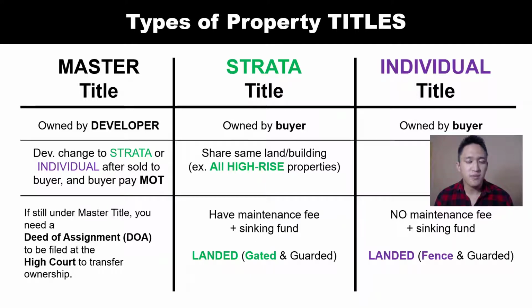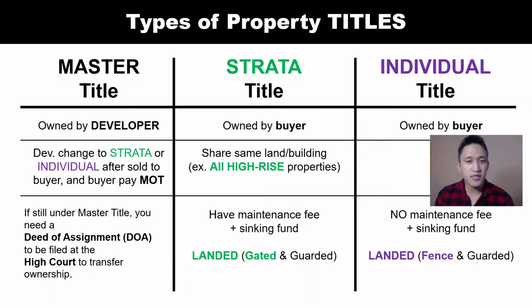Okay, but it requires a bit more explanation for landed. Now, for all high-rise properties, they are definitely strata. And they usually come with maintenance fee and sinking fund because they share the common facilities, security guard, CCTV, all of the security measures. They share the common areas. As for individual, they don't really share anything because they own one land and one property on top of it. So that's for high-rise or strata, but for landed, okay, here's where it gets a bit trickier. It's either a strata or an individual title if it's landed.